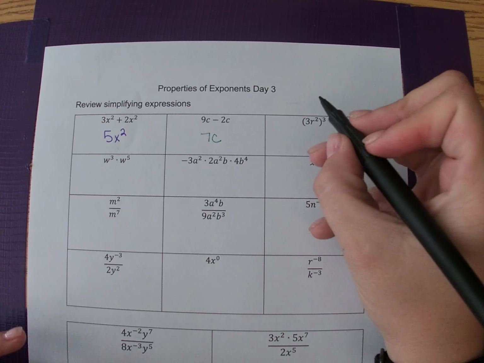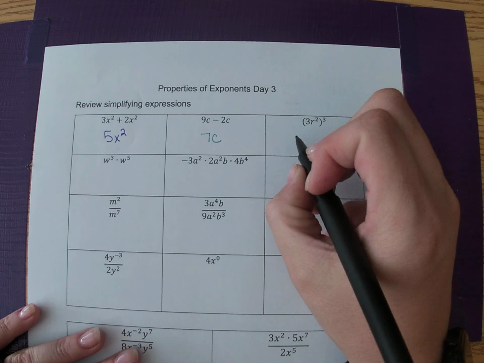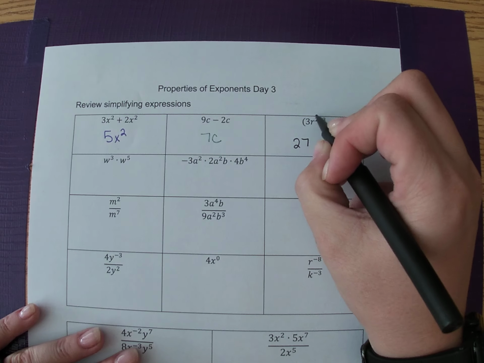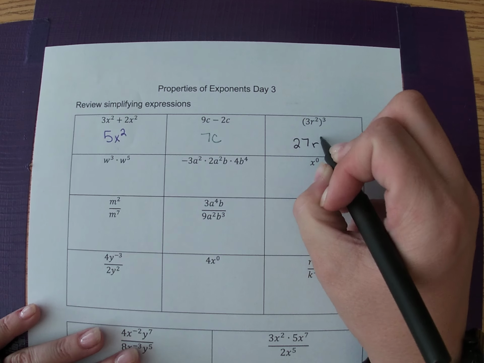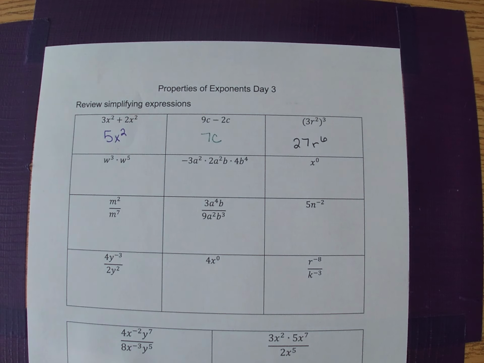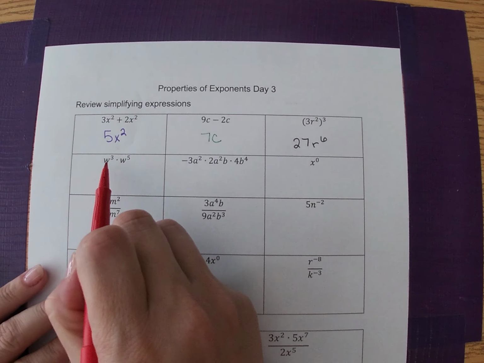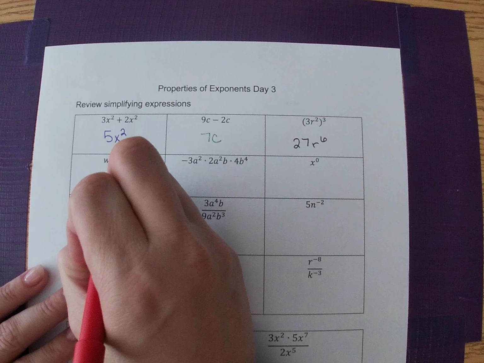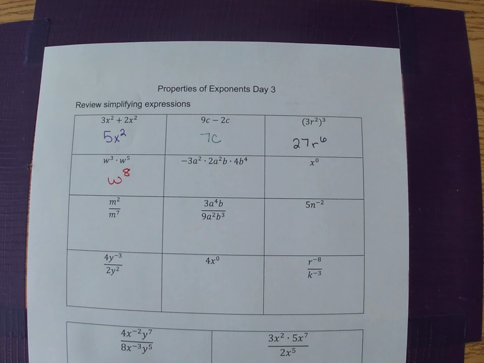When we have a power to a power, I need to take 3 to the third power, which will give me 27, and then I need to multiply the exponents, so 2 times 3 will give me r to the 6th. When we multiply with exponents, we add them, so 3 plus 5 gives me 8. Right, my next one is just more complex multiplication.